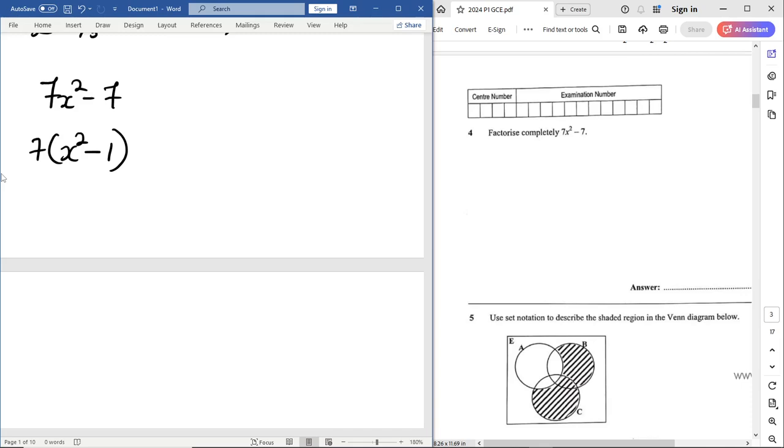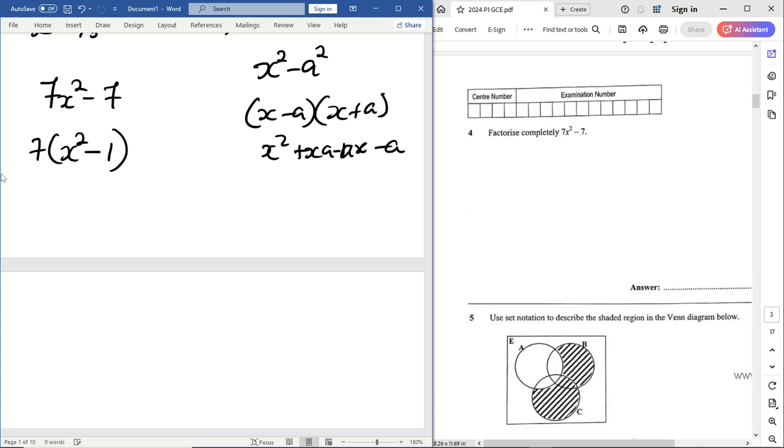So now this is a difference of 2 squares. What we mean here is that if you have x to the power 2 minus a to the power 2, this is the same as x minus a and also x plus a. Because when you multiply x and x, we're going to have x squared, then we have plus xa minus ax, then minus a squared. So this will cancel. You're left with x squared minus a squared.